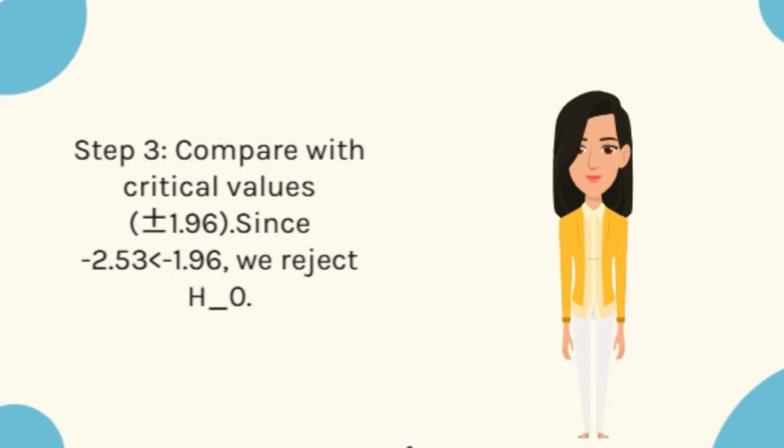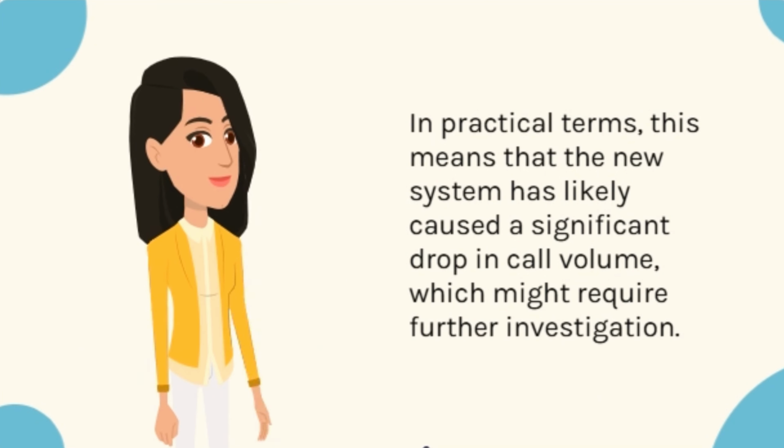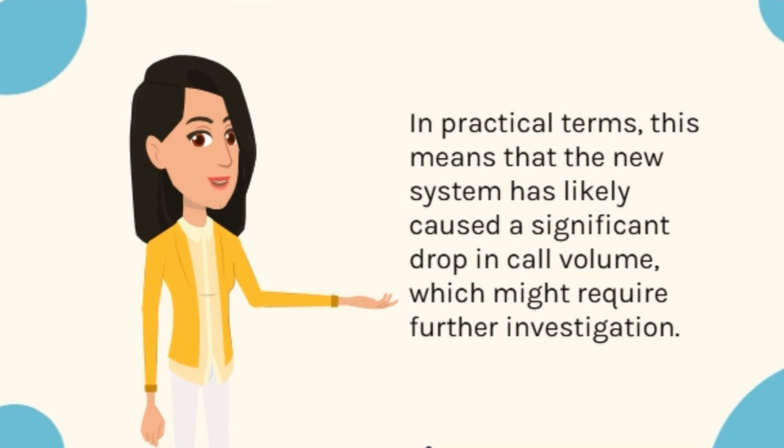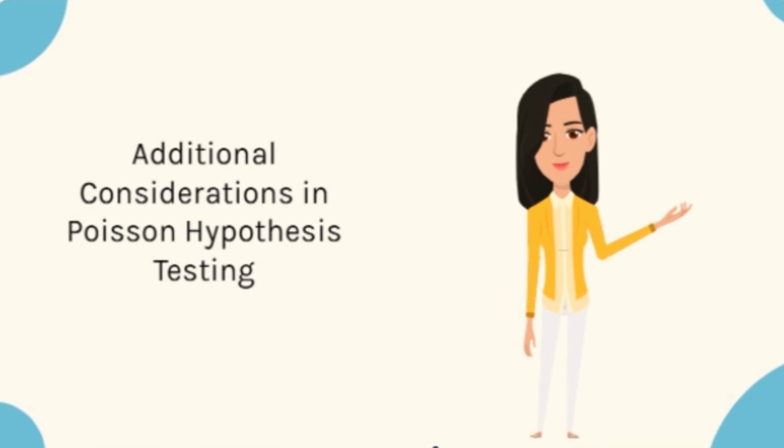Step 3. Compare with critical values ±1.96. Since −2.53 is less than −1.96, we reject H0. In practical terms, this means that the new system has likely caused a significant drop in call volume, which might require further investigation. Additional considerations in Poisson hypothesis testing.